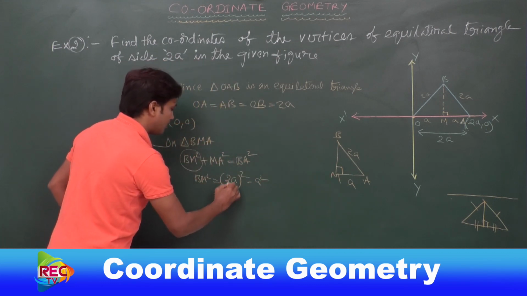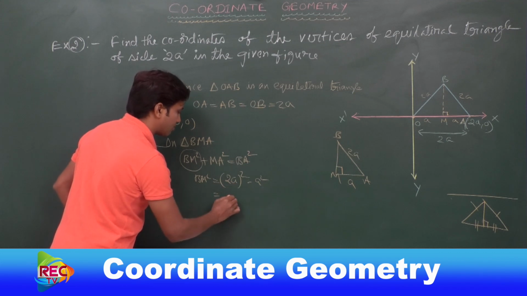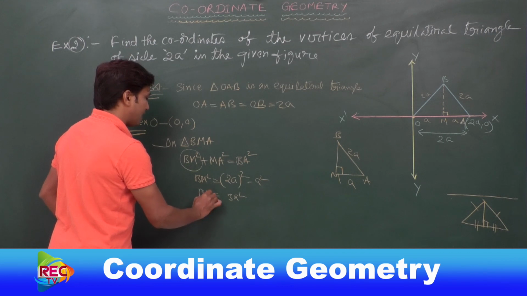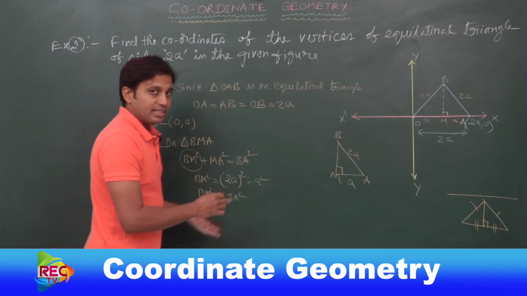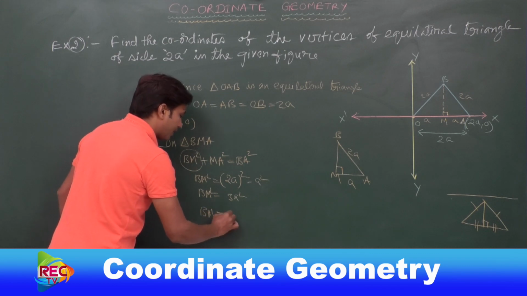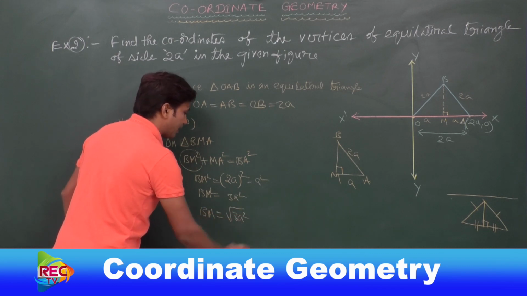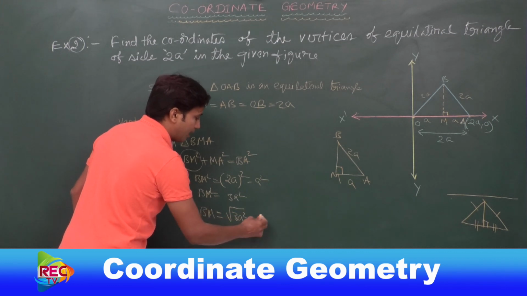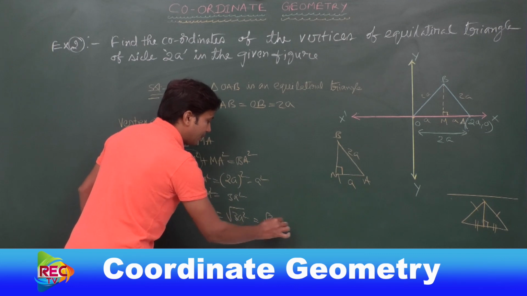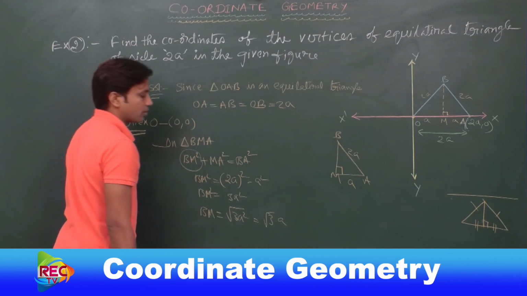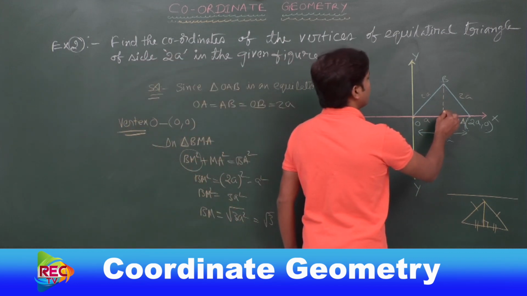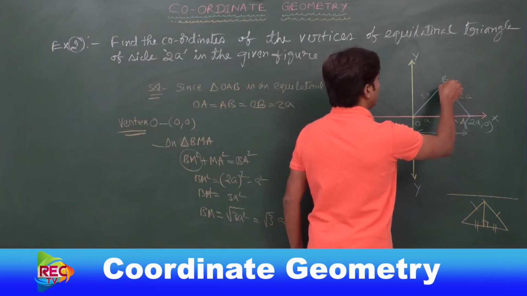So what is your answer? This is 4a square minus a square, which would be 3a square. So BM square equals 3a square. Applying the square root on both sides, we get BM equals root of 3a square, where a square comes out and we obtain root 3 a. This a is outside the square root. So this is root 3 a.